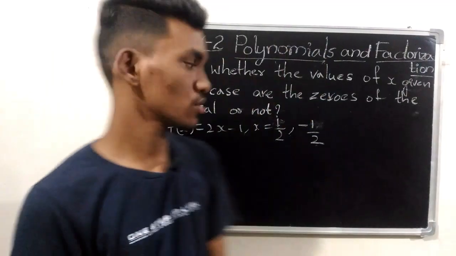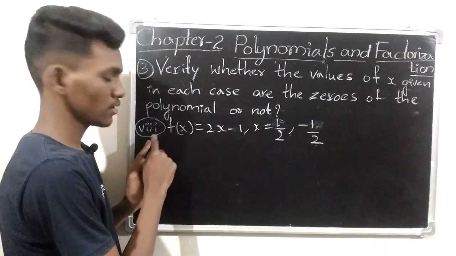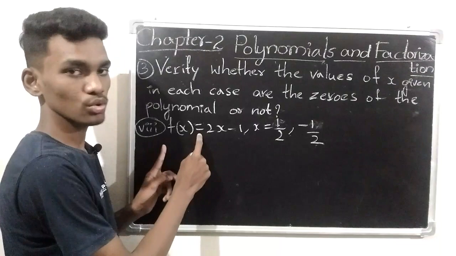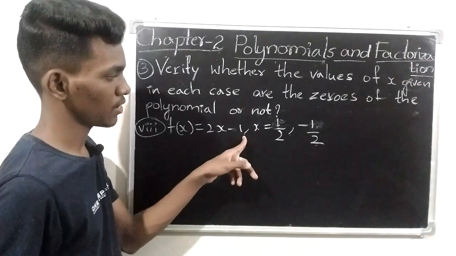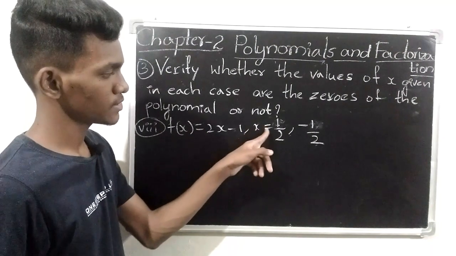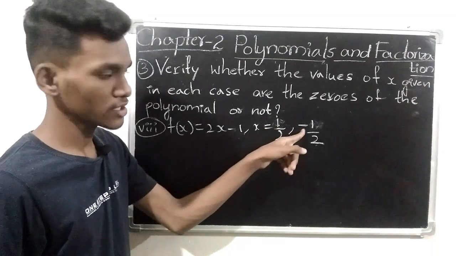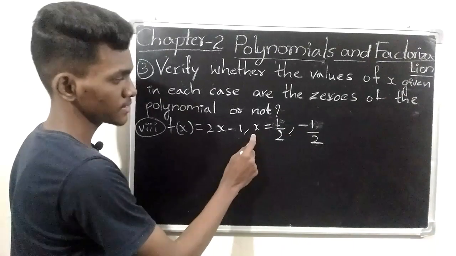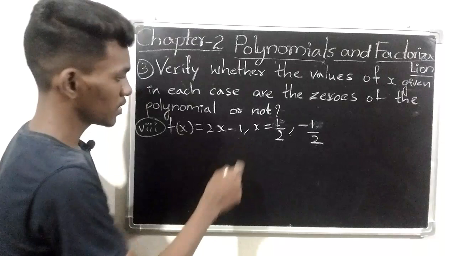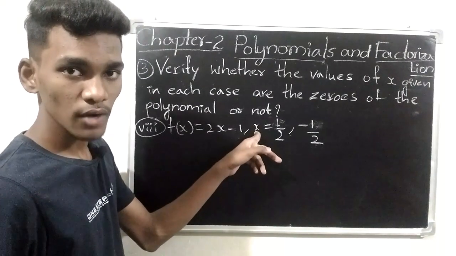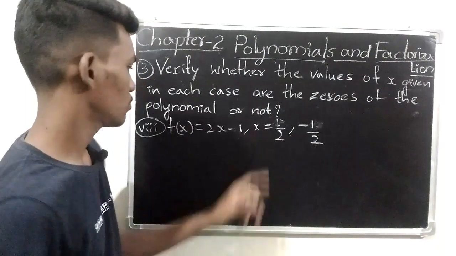So we are going to the next question, the eighth one. f(x) = 2x - 1, and the x values given are x = 1/2 and x = -1/2. First, x = 1/2. In the polynomial, we have to substitute the x value 1/2.